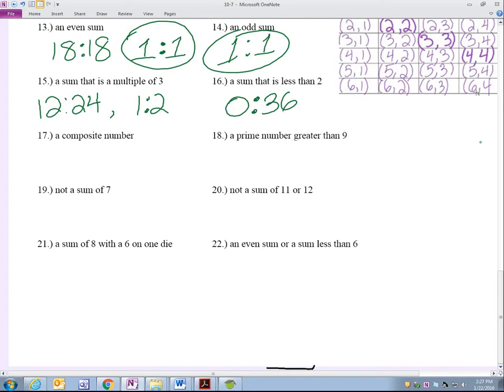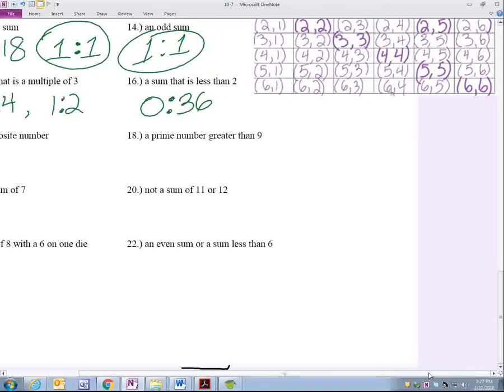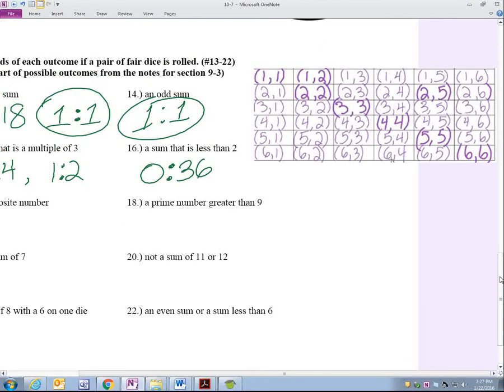Next one, a composite number. Remember, a composite number is a number that is not prime.